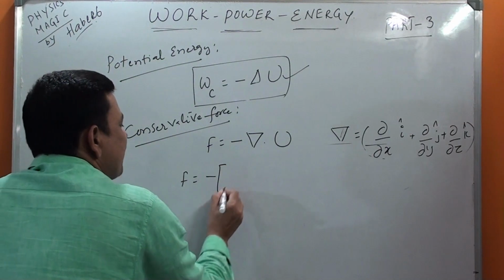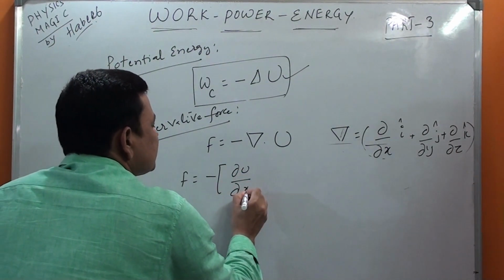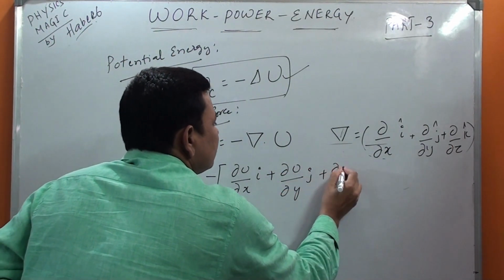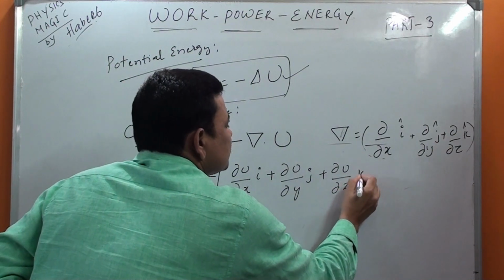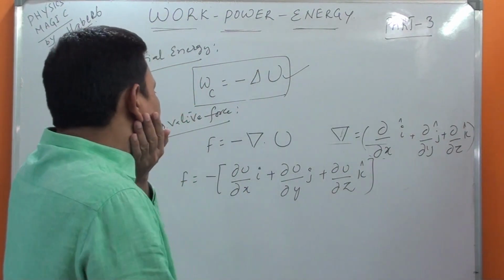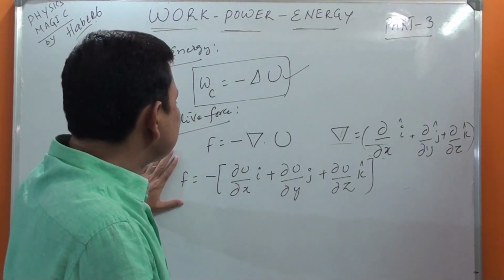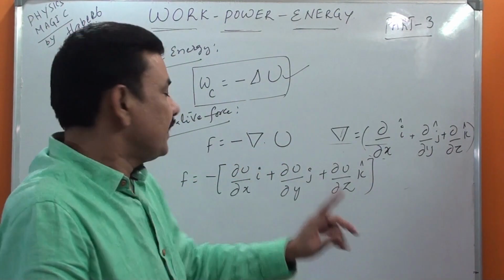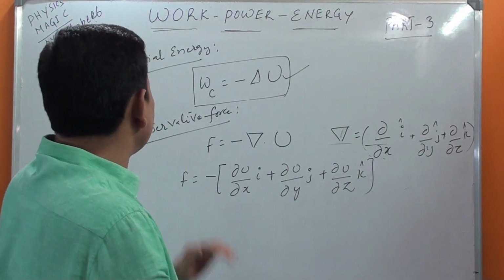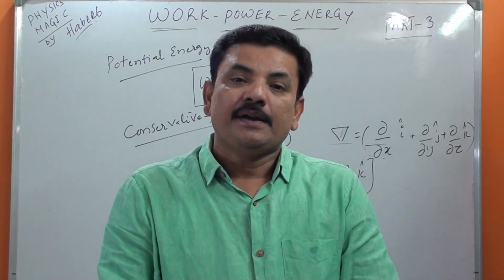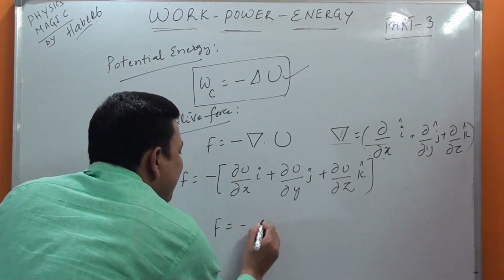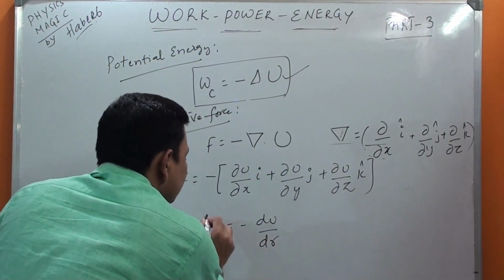So F is equal to minus dou U by dou x into i, plus dou U by dou y into j, plus dou U by dou z into k cap. Now in this particular concept, force can be easily found if potential energy is given. So like this we can explain the conservative force. Now this can also be written in a simple way as minus dU by dr.